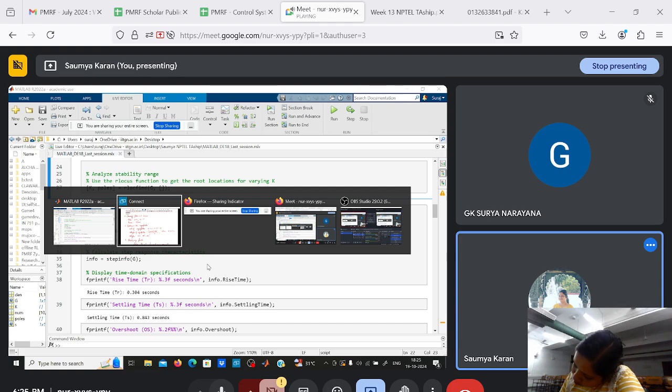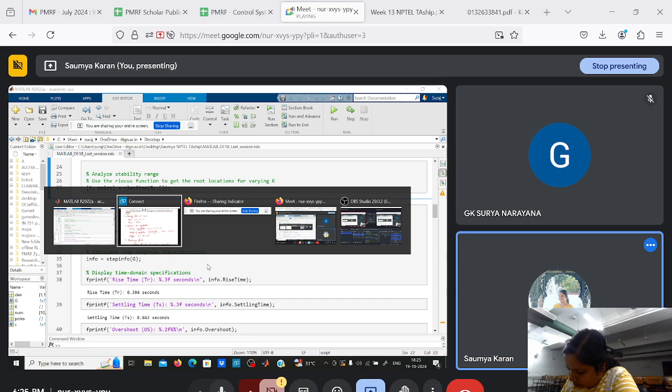Then let's move to settling time. Assume it to be 2% criterion. So Ts is given by 4 upon zeta omega n. 4 upon 0.707 into 7.071, which is equal to nearly 0.8 seconds. So this is for you. Please revise the formulas. These are really important.